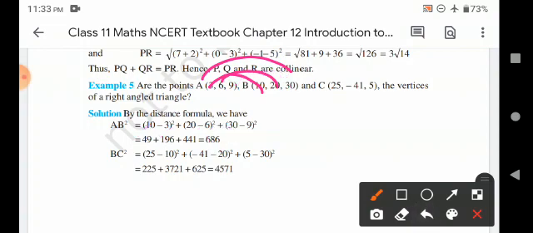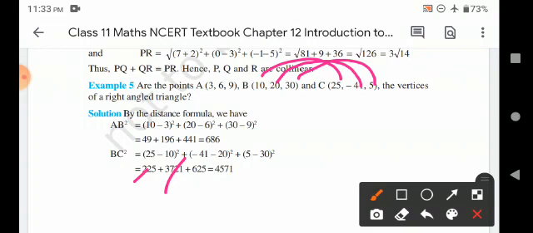Similarly, we can find out BC square is equal to 25 minus 10 the whole square, plus 41 minus 20 the whole square, plus 5 minus 30 the whole square. That is nothing but 25 minus 10 is 15, the square is 225. Next will be 3721. 5 minus 30 is minus 25, the whole square will be 625. That gives 4571.